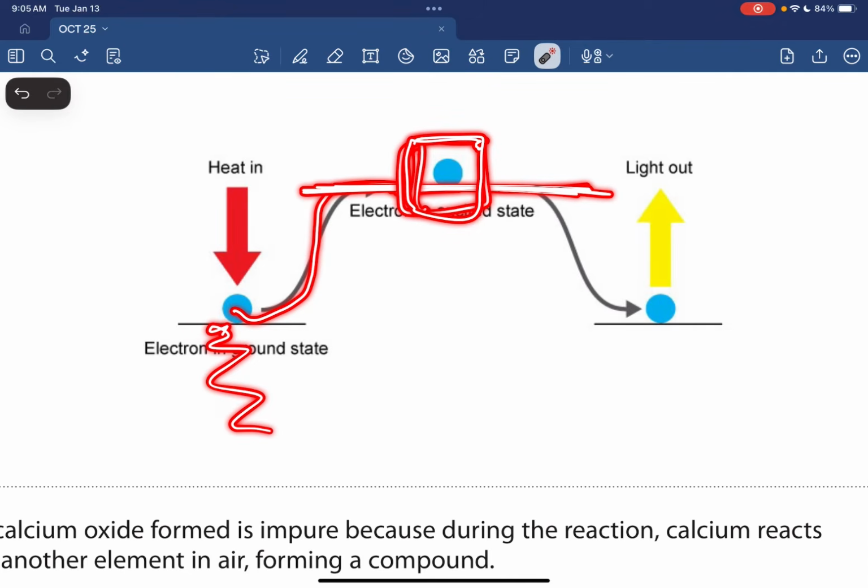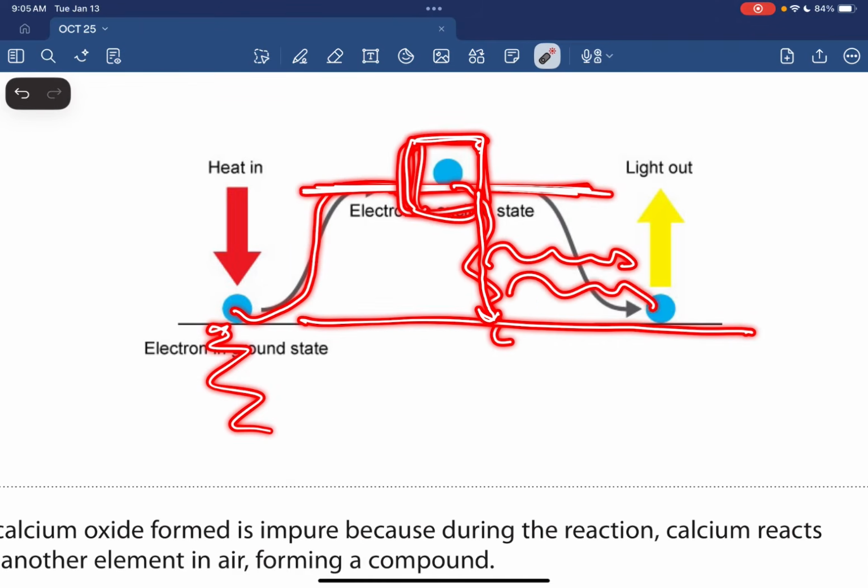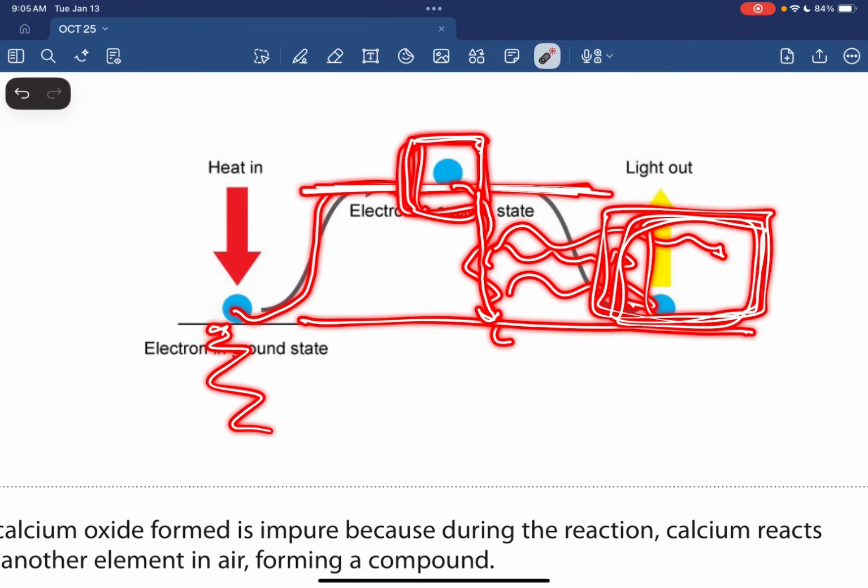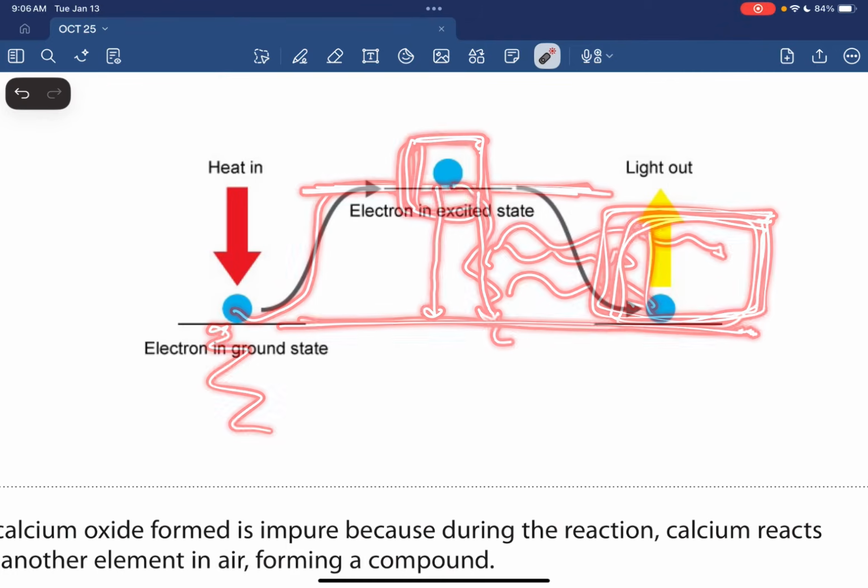Now, when you stop giving the energy, it is not going to stay over there. What it is going to do is come back to its ground state over here, right? As it comes back to the ground state, it releases energy of a characteristic wavelength or frequency, which gives the element its characteristic flame color, the color that you observe. Okay, so the energy that it emits when it falls back to the ground state gives calcium, or you could say the element, its characteristic flame color.